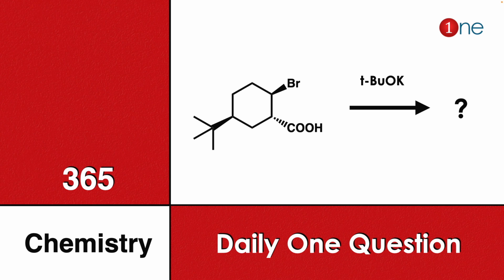Here cyclohexane is there. You've got a tertiary butyl group, bromine and acid. You are reacting with tertiary butoxide. Here the stereochemistry is specified. Bromine and tertiary butyl are seen. Acid is anti to tertiary butyl. Further, you are reacting with tertiary butoxide. You have to find what will be the final product.